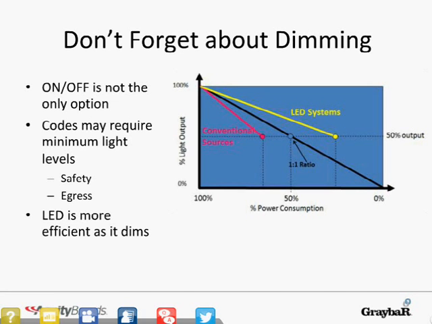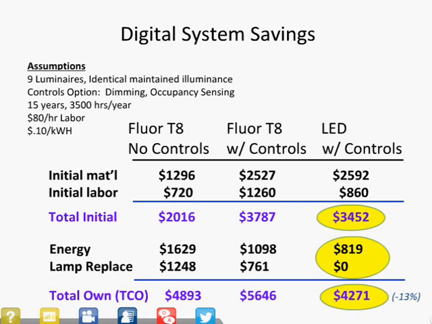Okay, finally, let's take a look at some system costs. Here are our assumptions, and these are pretty typical of a standard lighting system. So we have 9 luminaires, identical maintained illuminance. Our controls options include dimming and occupancy sensors. We expect that this system will last 15 years, and it's going to be on for 3,500 hours a year. Our labor is charged out at $80 per hour, and we pay 10 cents per kilowatt hour.